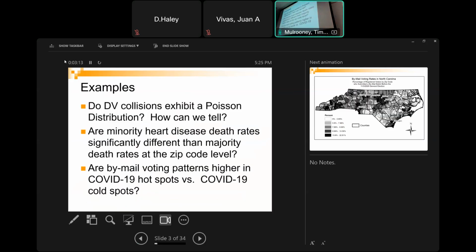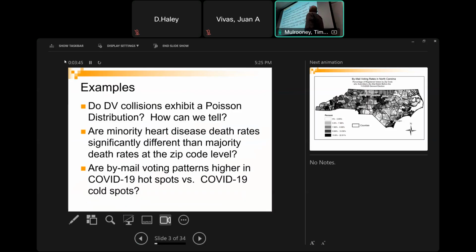Are minority heart disease deaths significantly different than majority heart disease deaths at the zip code level? We can find heart disease deaths, denote them as minority, majority, or whatever, see which ones have higher rates, and look at a distribution, a bell curve, of these, because we're going to look at how data are typically distributed. And if you remember from geostats class, we focused on this bell curve distribution, the normal distribution.